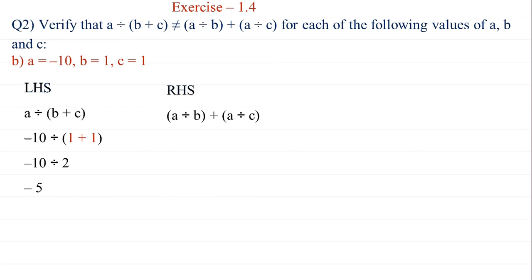Now we'll substitute the values of a, b and c as -10, 1 and 1. Now there are two brackets. Let's solve the brackets. -10 divided by 1. Any number divided by 1 would be the same number, so it would be -10. Now you can see -10 plus into minus. Plus into minus would be minus only. And -10 minus 10 would be -20.